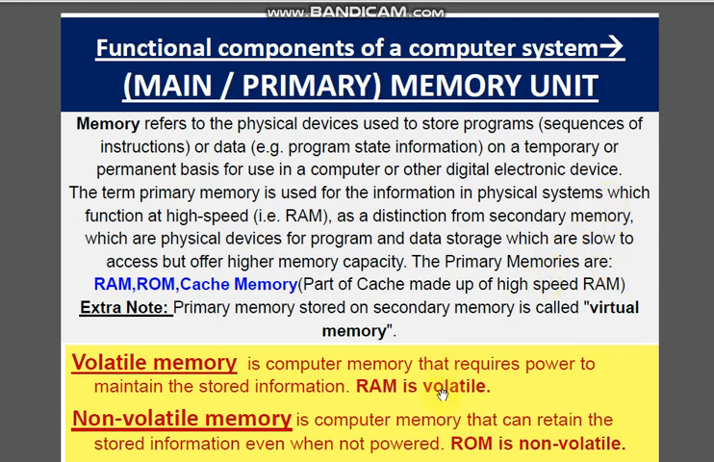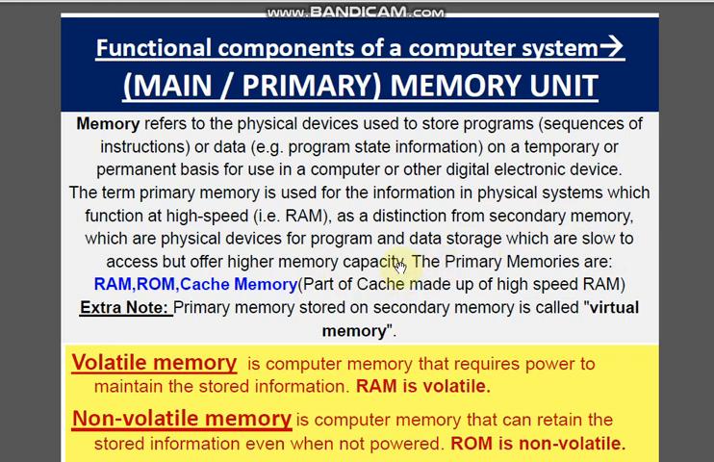As you know, RAM is a volatile memory. You must have learned this in your secondary classes when you learned the basics of computer, that memory refers to the physical devices used to store programs, right? Now, this term primary memory is used for the information in physical systems which function at very high speed, that is RAM, as a distinction from secondary memory, which are physical devices for program and data storage, which are slow to access but offer high memory capacity.